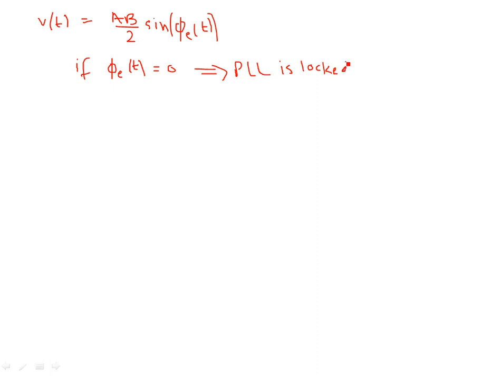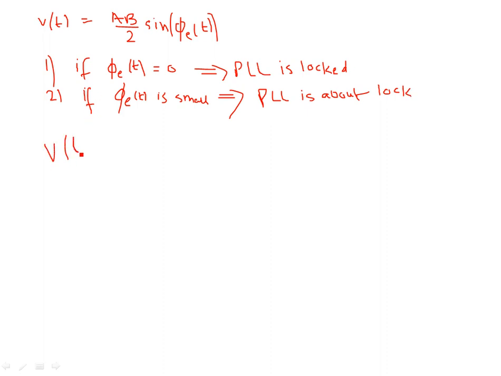The second condition is that if the phase error is small, could be less than 1 radian or so, then this implies that the PLL is about to lock, it is in near lock. So the incoming frequency is in the capture range, so the PLL is about to lock to the incoming signal.